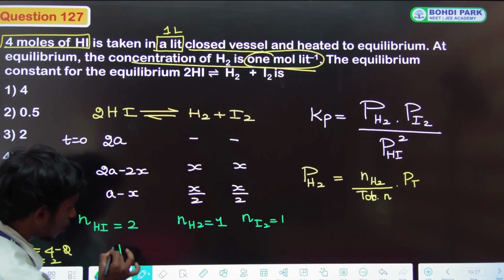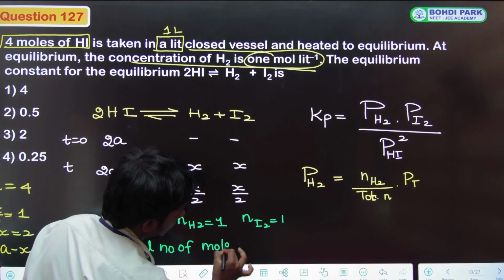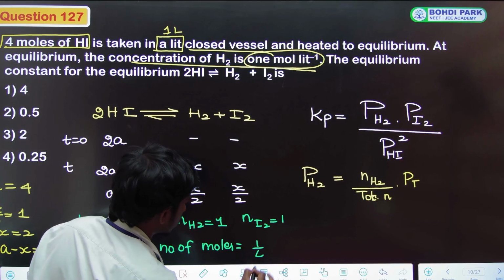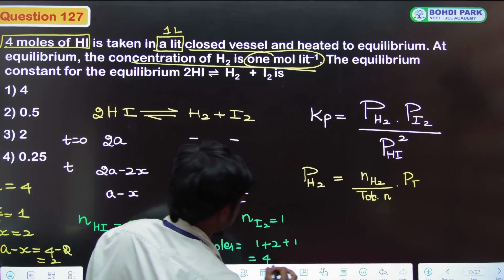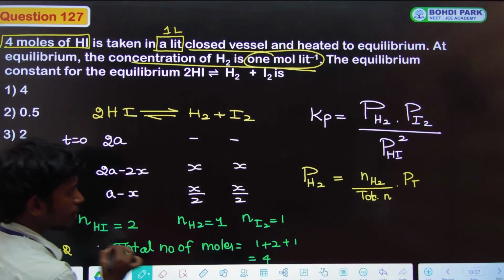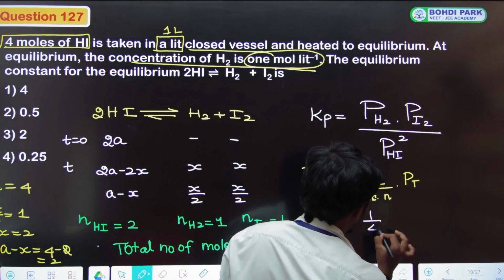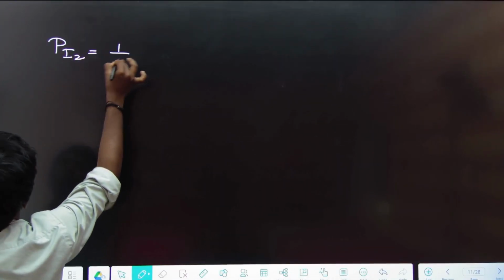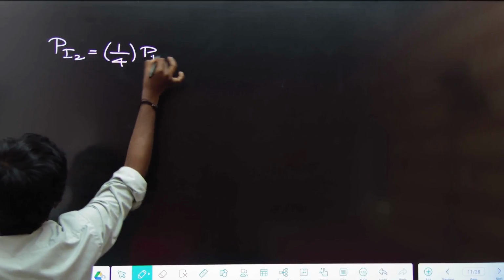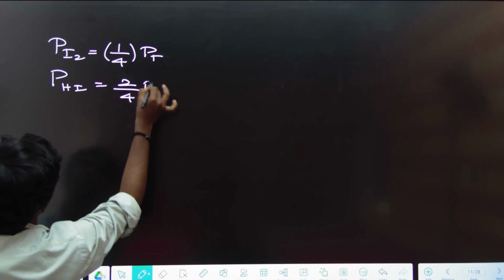Okay, அப்போ total number of moles எவ்வளவு? Total number of moles is 1 plus 2 plus 1, that is equal to 4. இது எப்படி apply பண்ணுங்க? The partial pressure of H2 is equal to 1 by 4 into total pressure. The partial pressure of I2 is equal to 1 by 4 into total pressure. The partial pressure of HI is equal to 2 by 4 into total pressure.